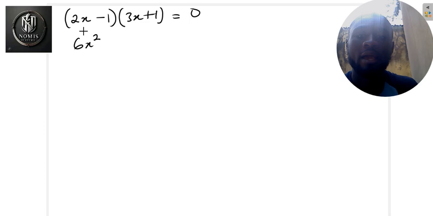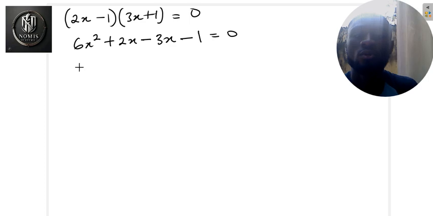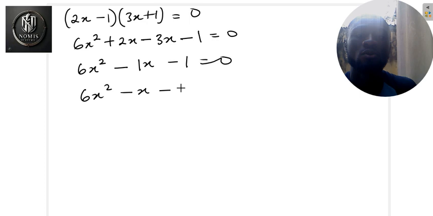Then 2x multiplied by 1 gives us plus 2x. Now minus 1 multiplied by 3x gives us minus 3x. Minus 1 multiplied by plus 1 gives us minus 1, all equal to 0. So I have 6x squared plus 2x minus 3x, that's minus 1x, minus 1 is equal to 0. So the quadratic equation is 6x squared minus x minus 1 equal to 0.